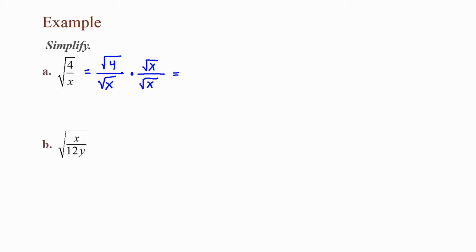The square root of 4 is 2. The square root of x I bring over, divided by the square root of x times the square root of x is the square root of x squared, which gives me my final answer of 2 square root of x divided by x.